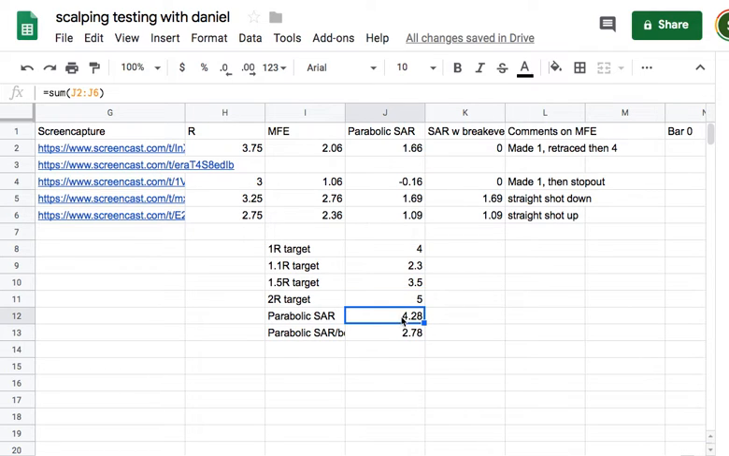Parabolic SAR, which is the default kind of trailing stop methodology, would have given us 4.28R, slightly better. Parabolic SAR while moving the stop to break even would have given us only 2.78R. So the lesson here is quite insightful: any sort of moving the stop to break even is by definition, and I mean by definition, inefficient.